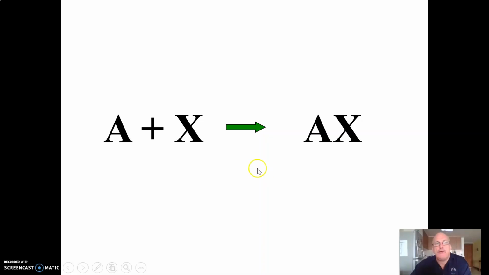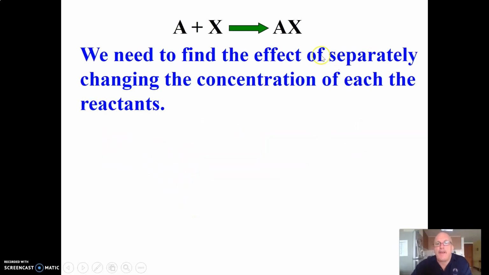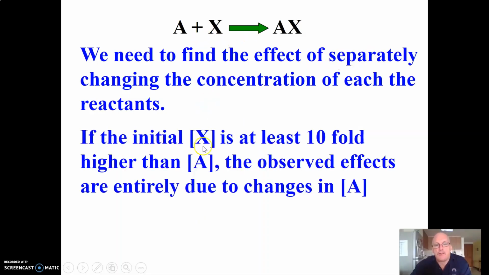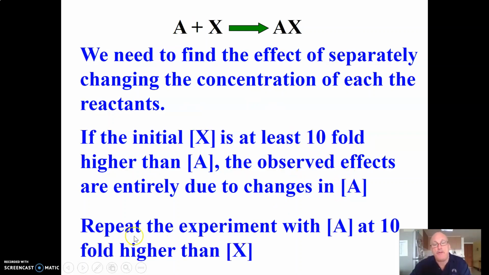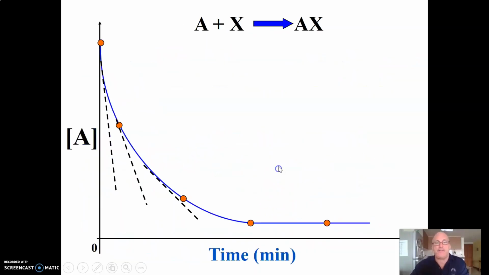So what you do is, if you want to find how A affects the reaction rate, you'd have to have the concentration of X 10 times greater than A, so that as the reaction occurs, the concentration of X is hardly changing as it falls. And what you are then seeing is really the effect of A. So you need to find the effect of each reactant separately. If the initial concentration of X was 10 times greater than A, then any observed effects are due to changes in A as it's happening. And then you could repeat the experiment with A 10 times greater than X to see the effect of X.